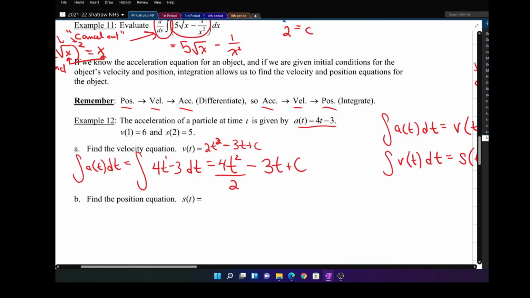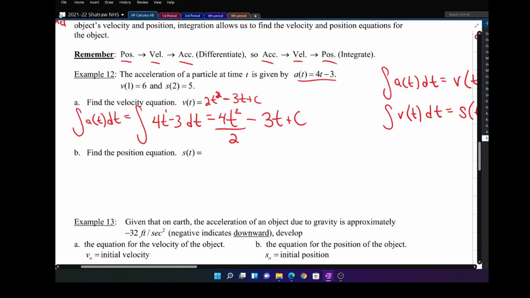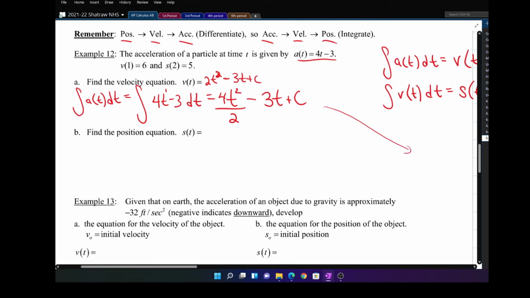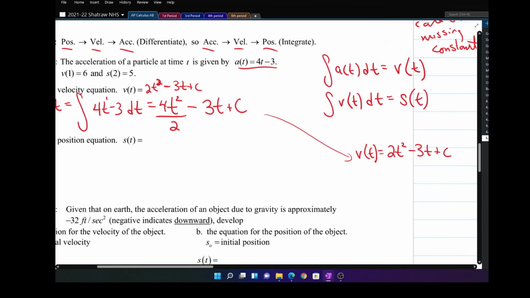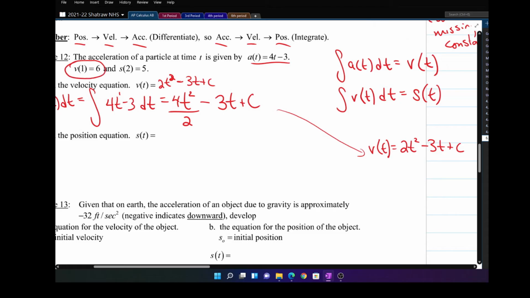That's not the full thing though, right? I haven't found what c is, and I'm already running out of room here. So let me put this off to the side. So v of t equals 2t squared minus 3t plus c, and that constant can be found like this. Ready? Initial conditions. All right, there's a 6. V of 1 is 6, and I'm supposed to plug that one in, and that's how I find that c.